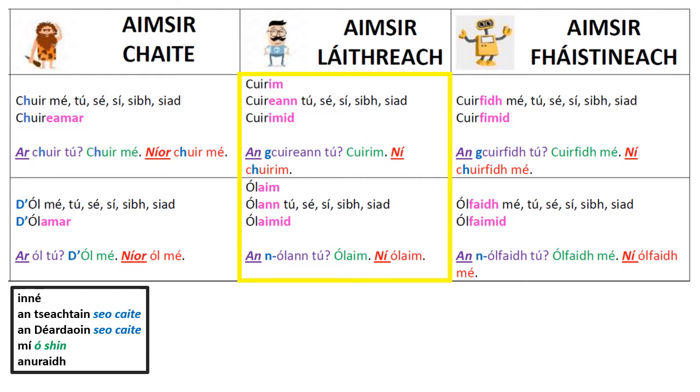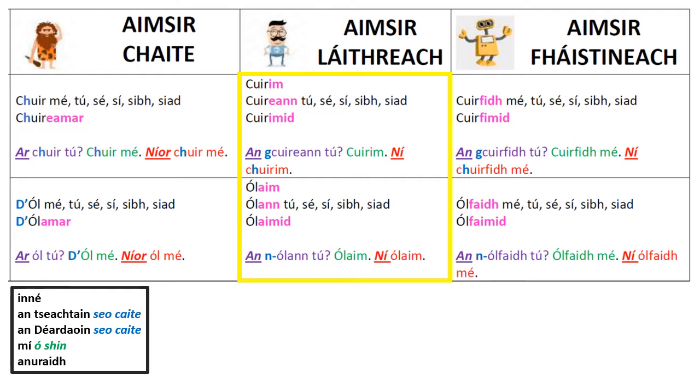And it's similar. We have an is our question word and ní is our no answer. But the difference here is the urú for a vowel is an n-hyphen. So I say an n-ólann tú? Then I say ólaim for yes, I do drink. And then I say ní ólaim. Can't put a H on the front of a vowel, so I don't do anything there. Ní ólaim, I don't drink.